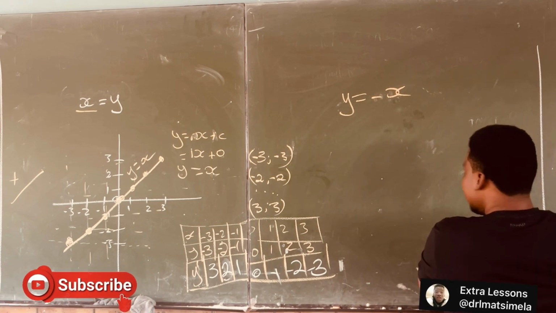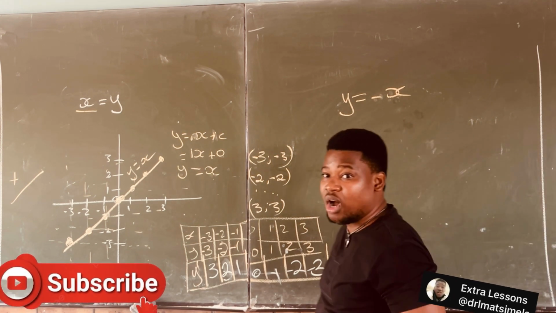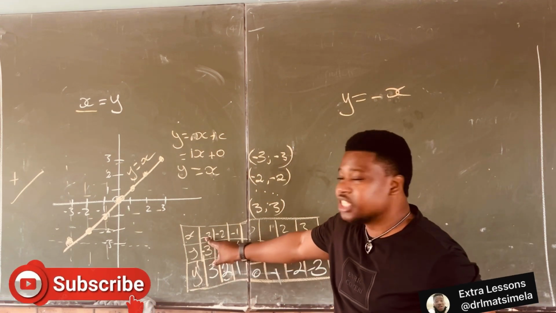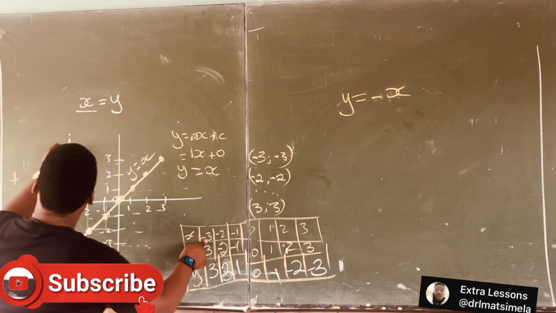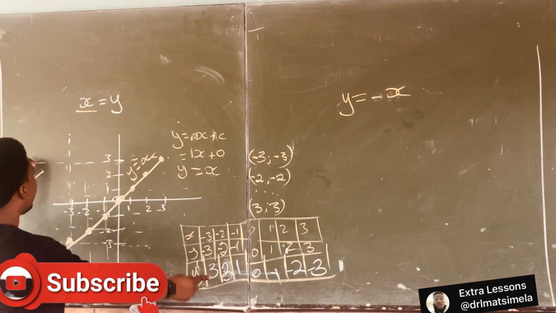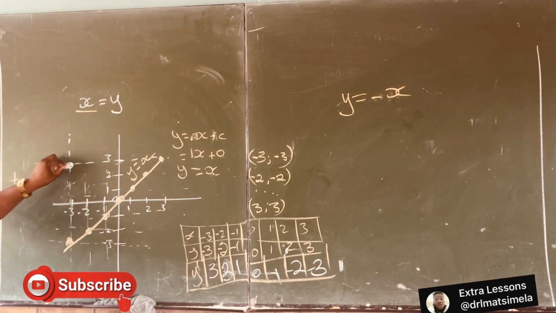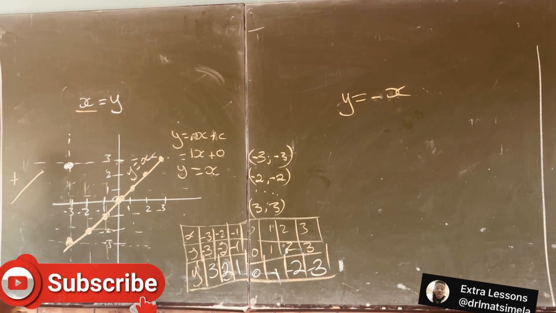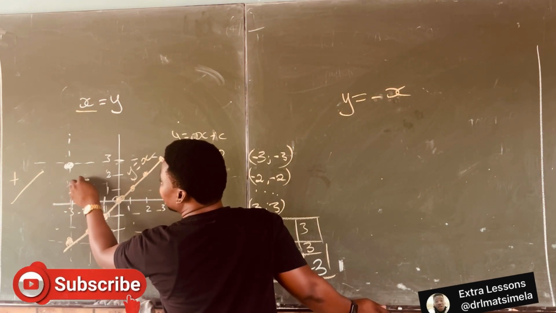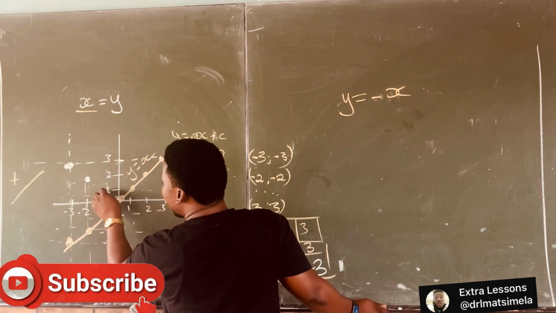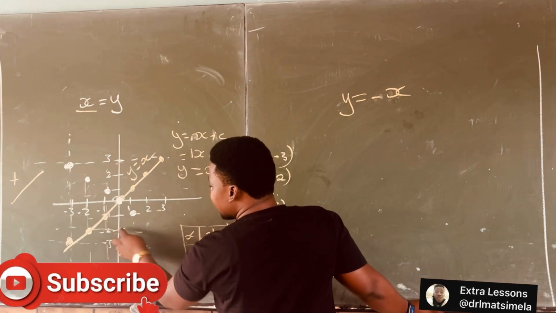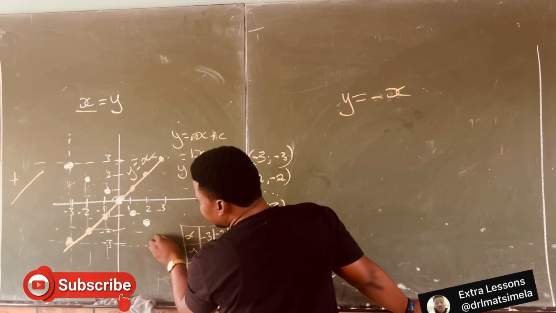So let's see if we can plot this one. X is negative 3. The line x is negative 3 is this one. And then y is 3. The line y is 3 is this one. Then where the two lines meet, I put what? A point. Or I plot a point. Then going down further, negative 2 and 2. Negative 1 and 1, 0 and 0, 1 and negative 1, 2 and negative 2, 3 and negative 3.